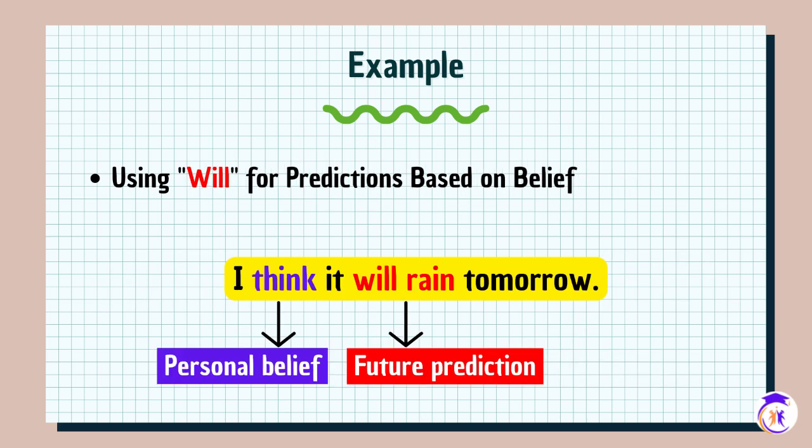Using will for predictions based on belief. I think it will rain tomorrow. The speaker predicts rain based on their belief or opinion, not on current evidence. Will is more appropriate here.